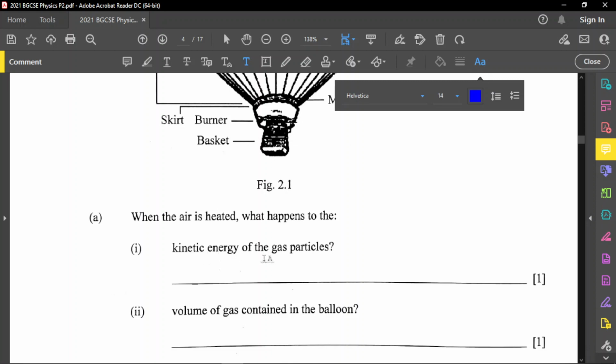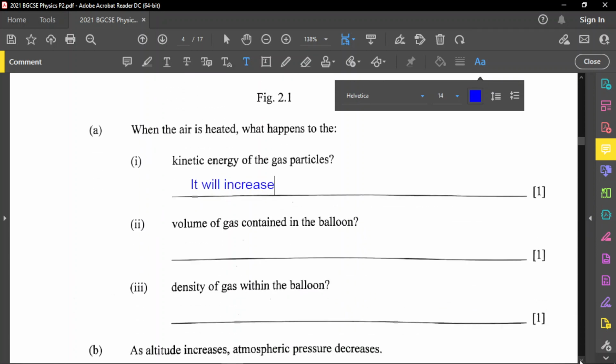Now for the figure, part A said: when the air is heated, what happens to the kinetic energy of the gas particles? Once you provide more heat or a higher temperature, remember that kinetic energy is proportional to temperature. So once heat is applied, the kinetic energy will increase. Higher temperature, higher kinetic energy. And of course, why? Because the particles move faster as well, because of more kinetic energy.